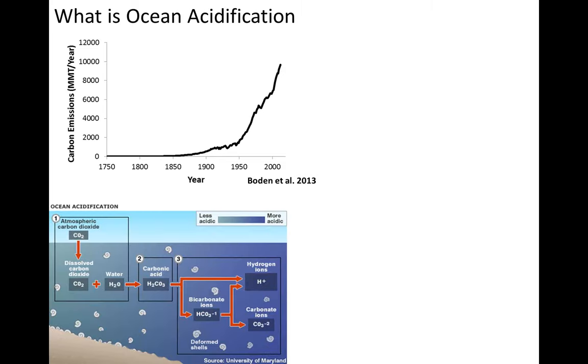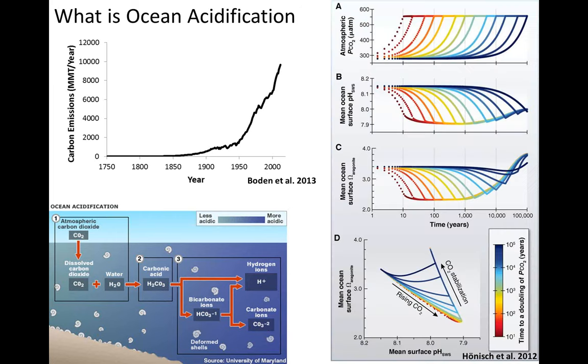About 30% of the carbon we release into the atmosphere ends up in the ocean through the formation of carbonic acid, which I noted earlier. This results in dissociation and production of protons, which is what lowers the pH. Some of those protons are then titrated by carbonate ions, which leads to an increase in bicarbonate ion concentration.